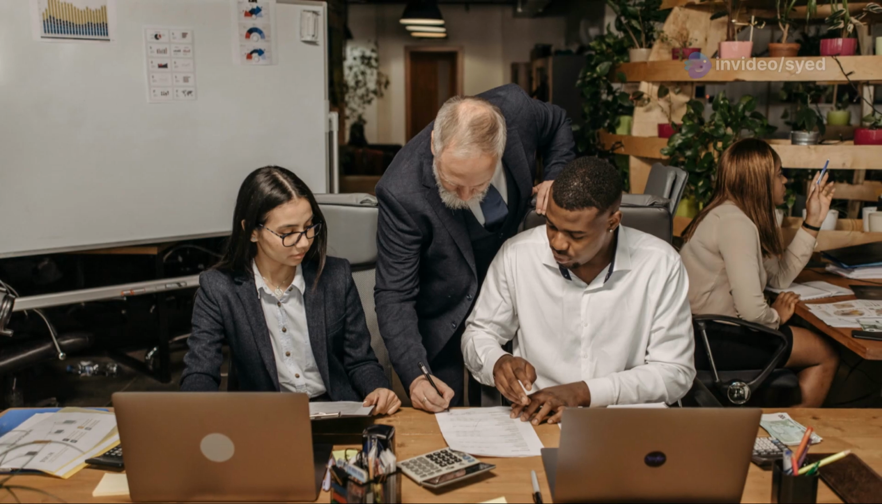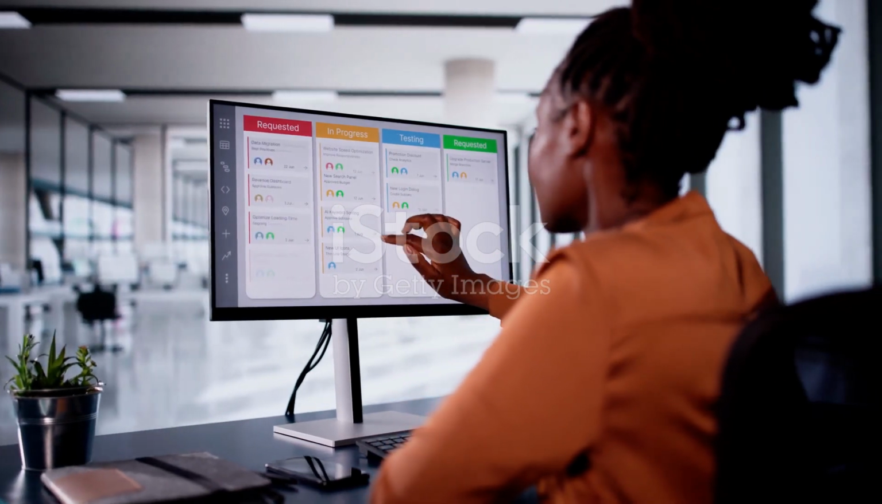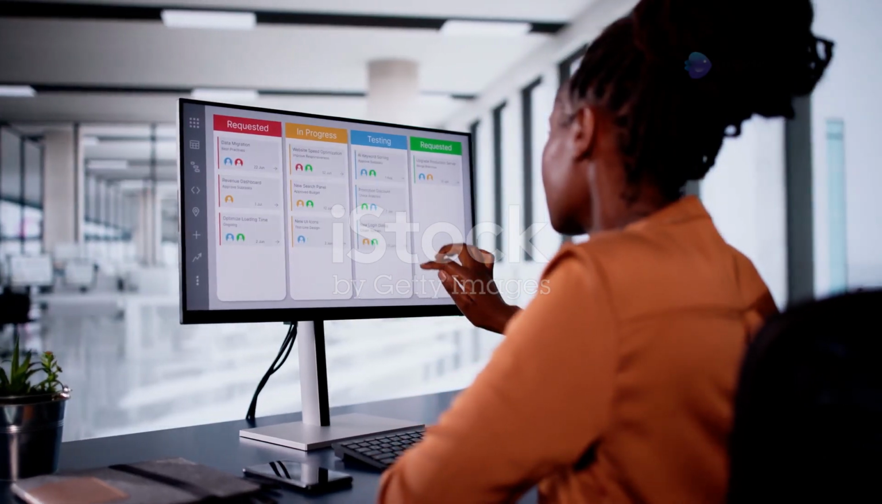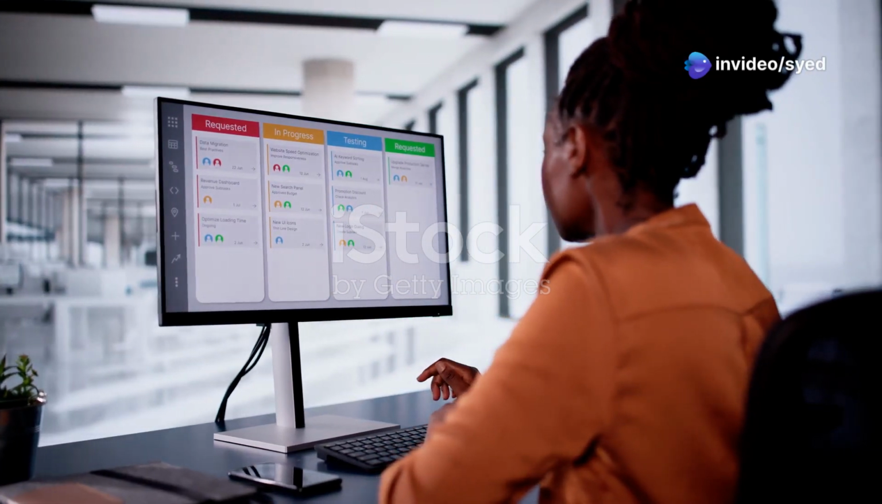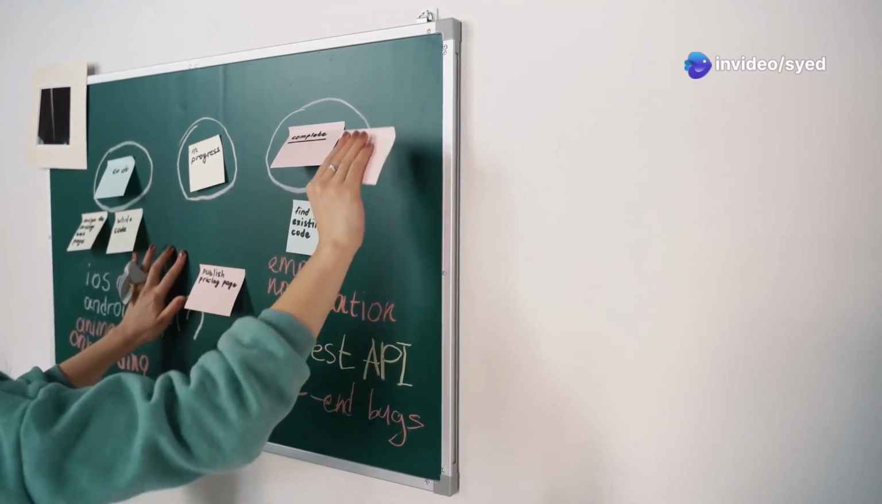Let's talk about the core concepts. In Jira, everything revolves around issues. These can be tasks, bugs, stories, or epics. Think of issues as the building blocks of your project.